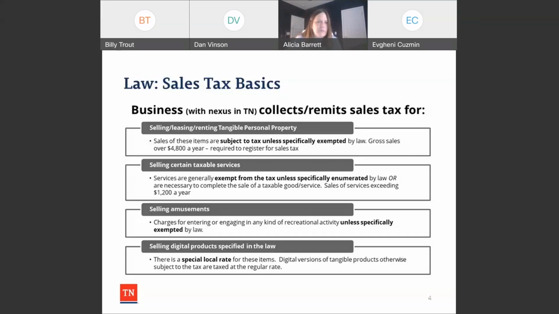And so amusements are going to be any type of recreational activity unless specifically exempted by law. And also selling specified digital products, that is also subject to sales tax.